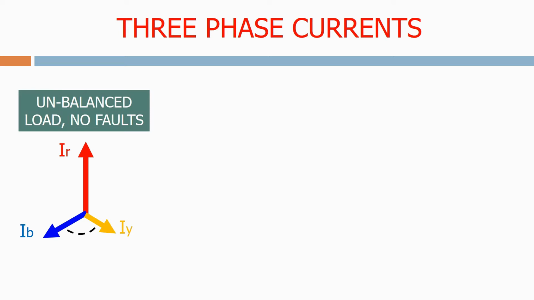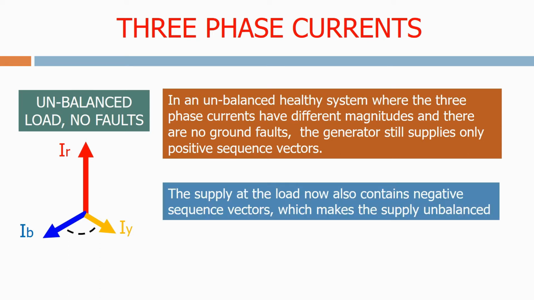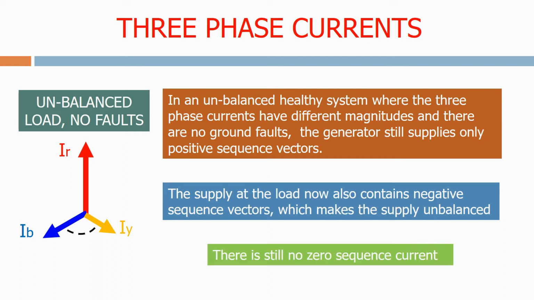The next condition is an unbalanced load with no faults. In an unbalanced healthy system, where the three-phase currents have different magnitudes and there are no ground faults, the generator still supplies only positive sequence vectors. The supply at the load now also contains negative sequence vectors, which makes the supply unbalanced. There is still no zero sequence current.